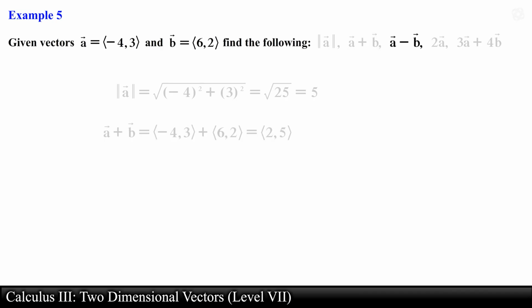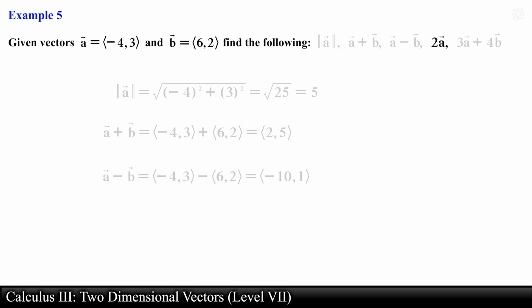Next, let's find the difference of vector A and vector B. Similar to the previous vector operation, we go ahead and find the difference by subtracting the components of each vector. In this case, we take -4 and subtract 6 for the x component. And we take 3 and subtract 2 for the y component, which results in a vector with components equal to -10 and 1. You can also think of vector subtraction as a special case of vector addition by making sure you distribute the negative sign to each of the vector's components before adding.